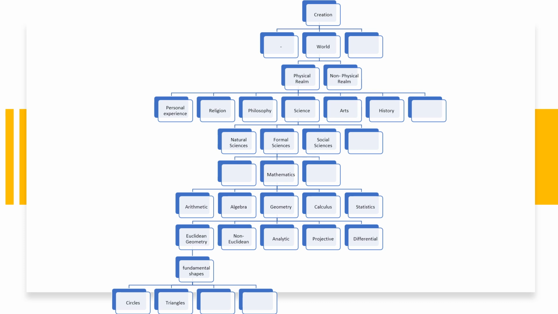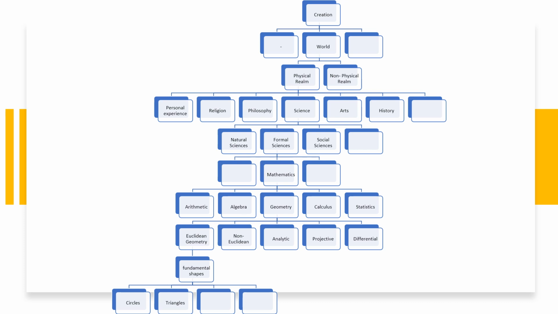And again, in the physical realm, we have many branches. We have science, arts, history, philosophy, religion, and we can list some more branches to understand the physical realm, right? But coming to science, we have multiple branches of science, for example natural sciences, formal sciences, and social sciences.